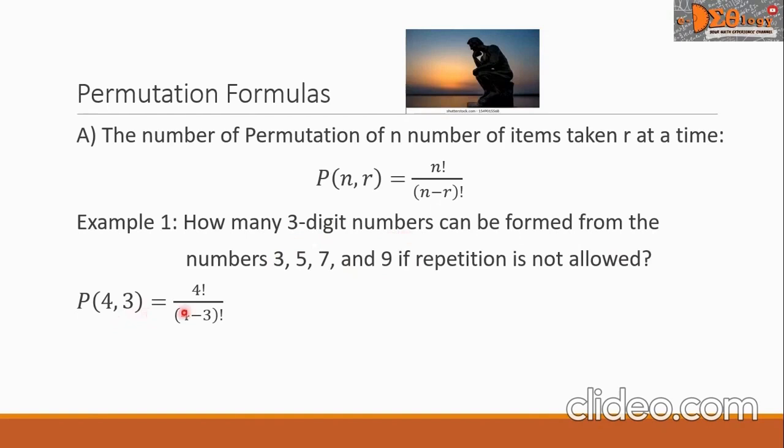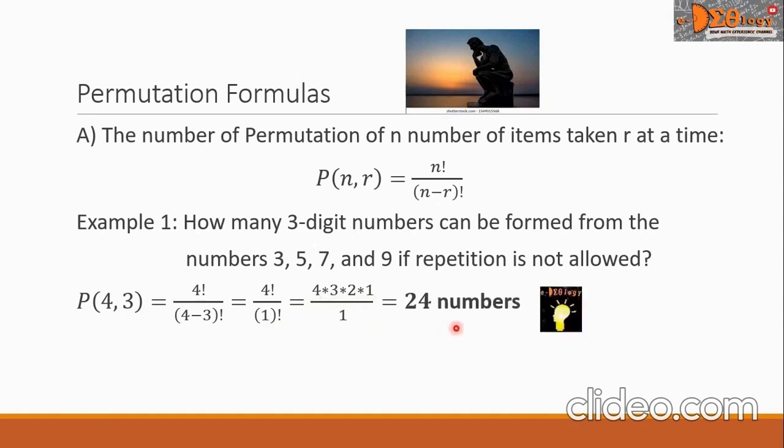This is equal to n factorial now becomes 4 factorial over the n minus r is now 4 minus 3 factorial. Then let us simplify this 4 minus 3. We have 1 factorial. Simplifying further, the 4 factorial becomes 4 times 3 times 2 times 1 all over 1 factorial is also 1. And our final answer here is 24, which is the same answer in our previous example.